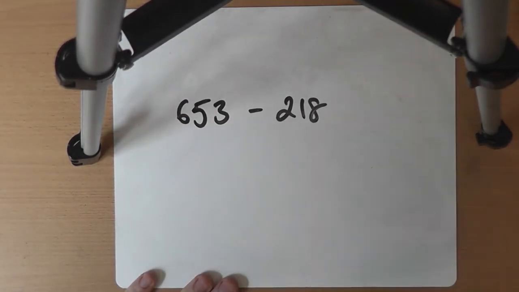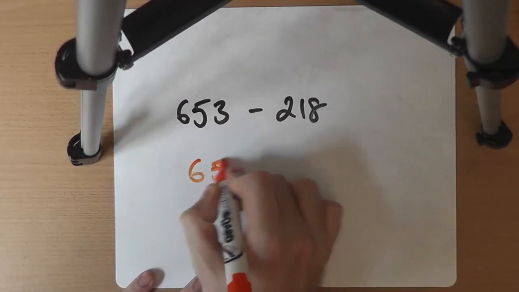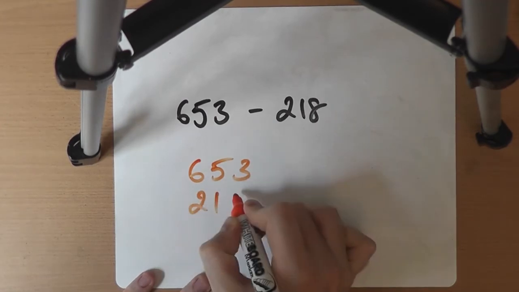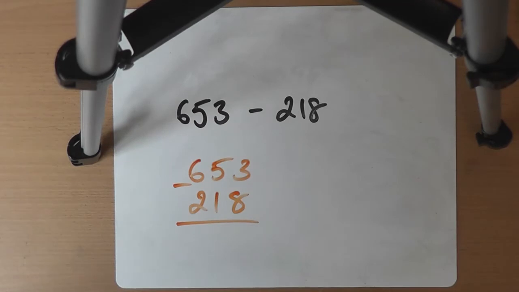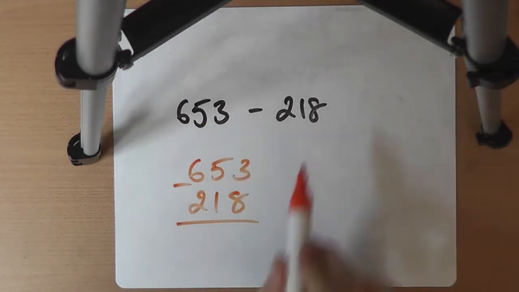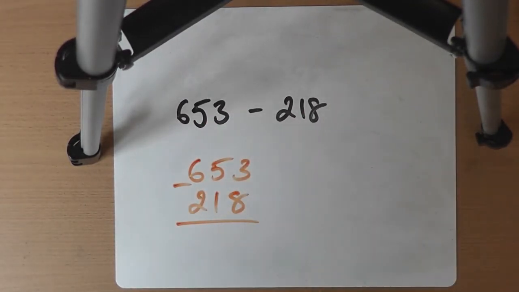First thing with any column subtraction, if that's what we're going to do, we're going to line them up in the hundreds, tens and units. 653 take away 218. As long as they're lined up, it doesn't matter how big the different numbers are. If one is much bigger than the other, that's absolutely fine. As long as we have the first one on the top and the second one on the bottom and everything lined up in the correct columns. With this particular example, again, the numbers happen to be the same size. They are both hundred numbers.